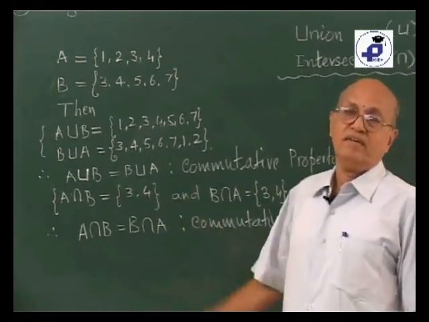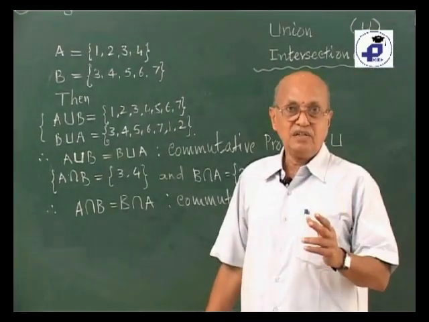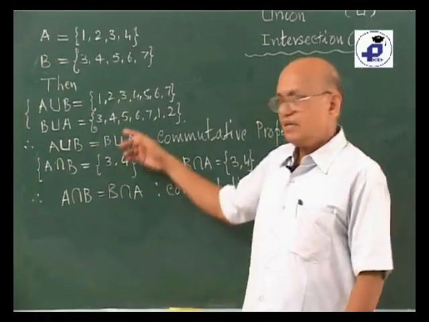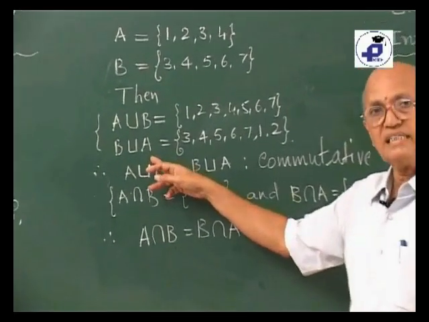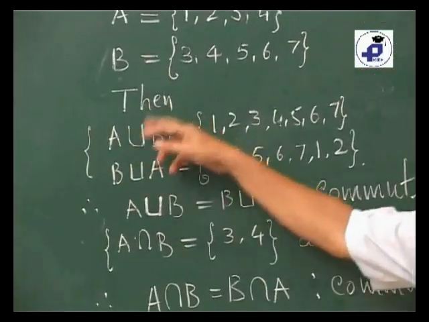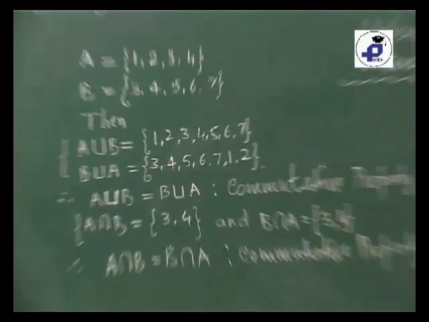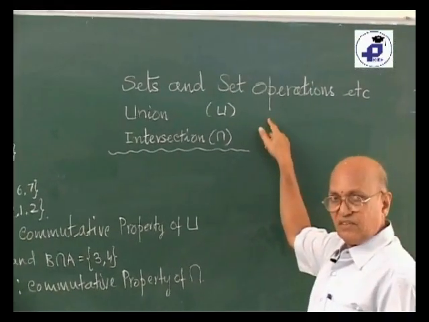And then we have another operation. You must have studied addition and subtraction in primary school. A similar operation is, instead of subtraction you have got intersection. I don't want to explain it again because it is there. A union B is 1, 2, 3, 4, 5, 6, 7.